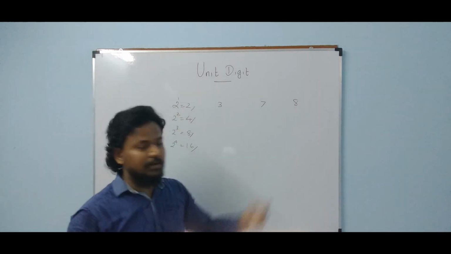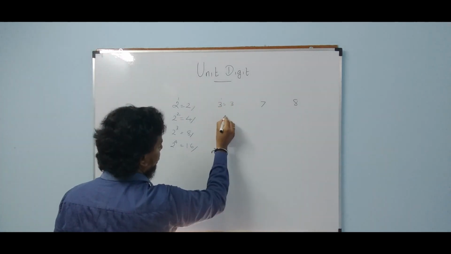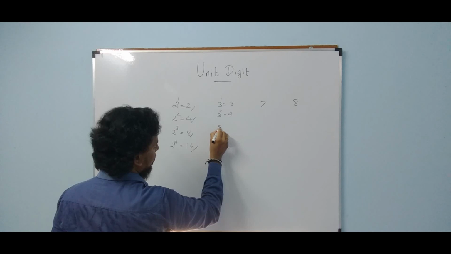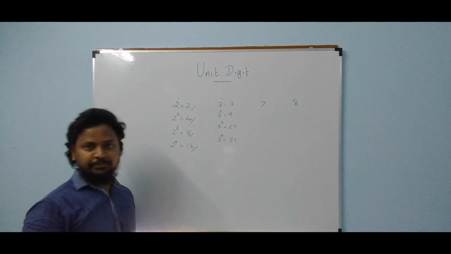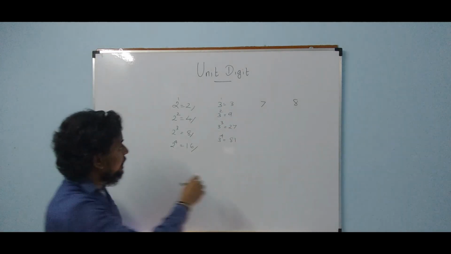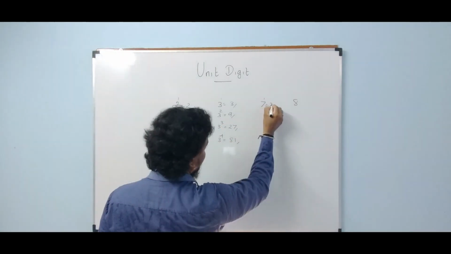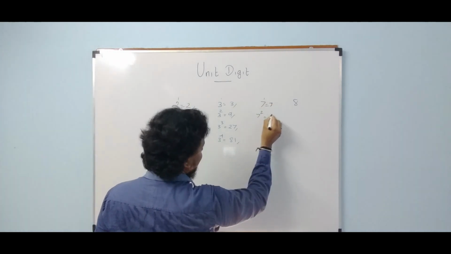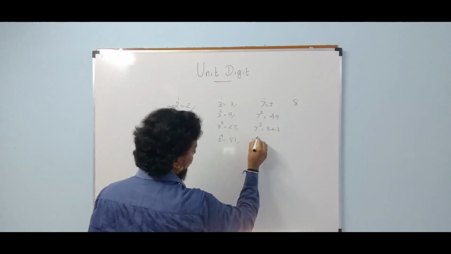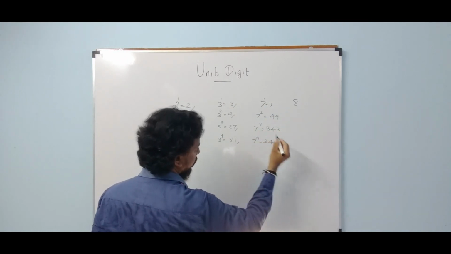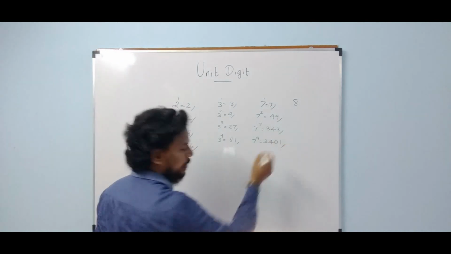Similarly, for all these 3 numbers also, we have 4 cyclicity. For 3 power 1, it is 3. For 3 power 2, it is 9. For 3 power 3, it is actually 27. For 3 power 4, it is actually 81. So it is nothing but 3, 9, 7, 1. Similarly, for 7 power 1, it is 7. 7 power 2, it is 49. 7 power 3, it is 343. 7 power 4, it is actually 2401. And the unit digits are 7, 9, 3, 1.